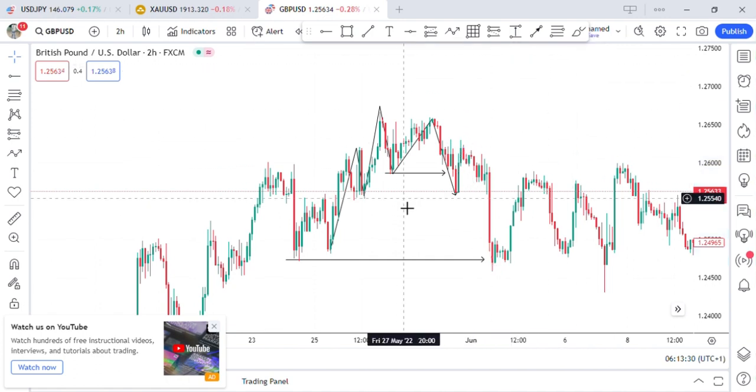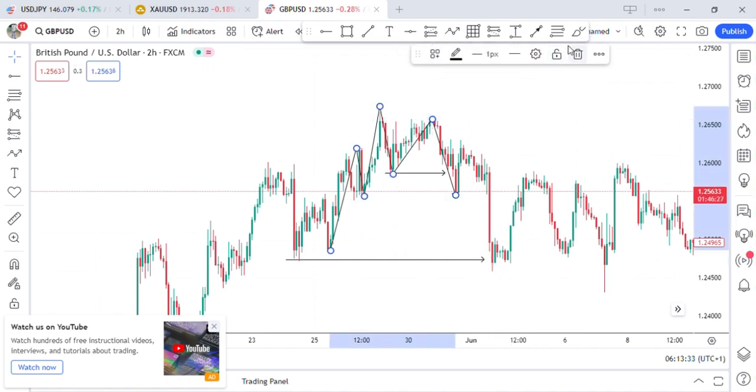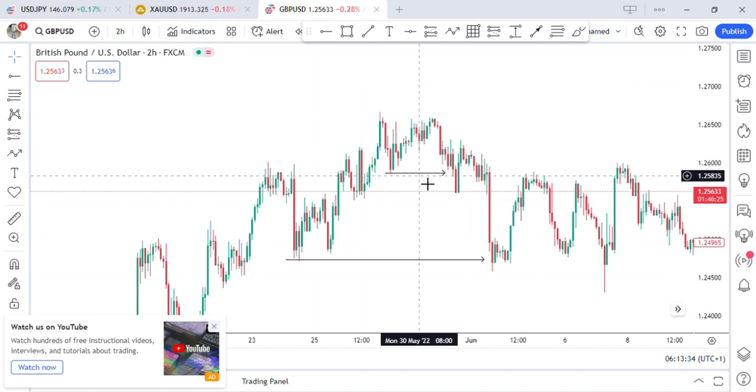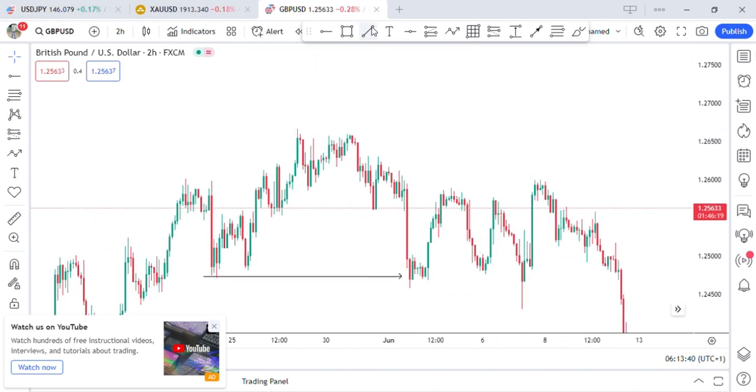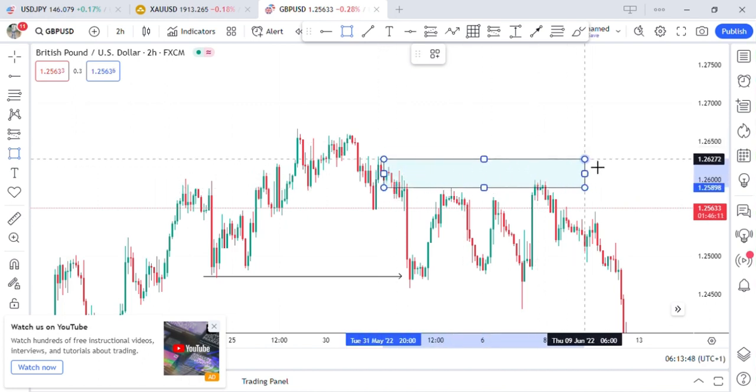Okay, let me reset it right now. So you're going to set your entry from here. You have liquidity here, so you know that the bank is going to go for that liquidity. So you shouldn't be expecting to set your entry there. You set your entry here.